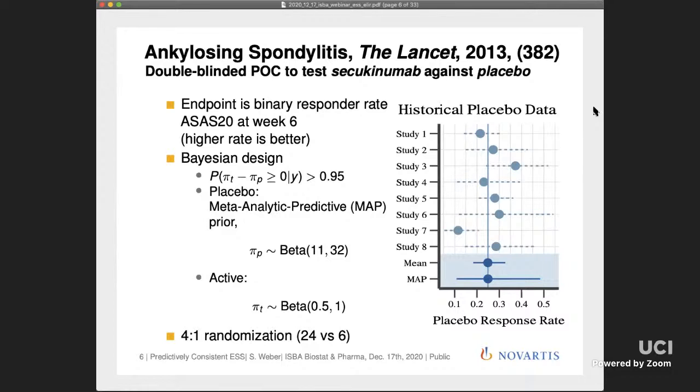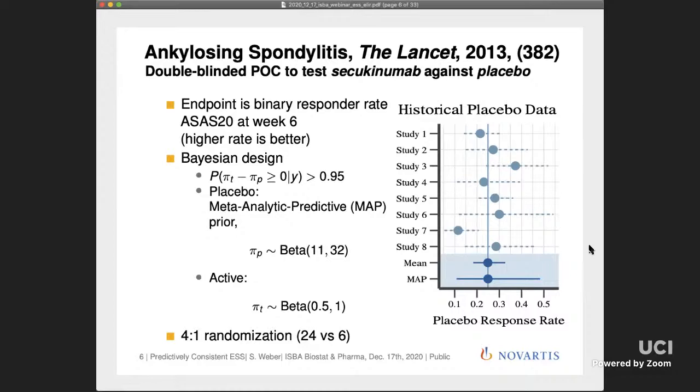And this historical data was being used in order to formulate an informative so-called Meta-Analytic-Predictive prior, which you see on the left. So this is a prior which was used for the control group. And the endpoint, which I forgot to mention, is a binary endpoint. So it was a responder analysis. The readout was at week 6. So a higher response rate is better.